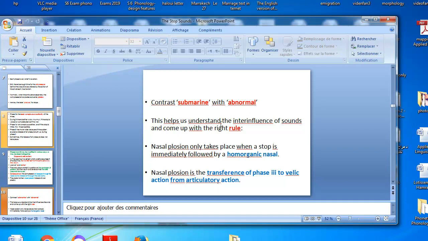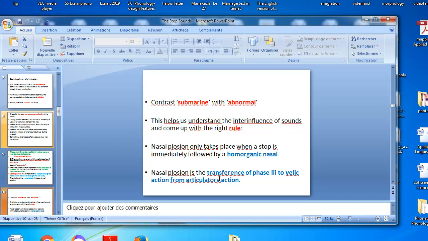Now, this helps us understand the inter-influence of sounds and come up with the right rule. We're going to have another section where we're going to present different phonological rules, and this is going to be one among them. Now, nasal plosion only takes place when a stop is immediately followed by a homorganic nasal. This is what we have just explained here. Nasal plosion is the transference of phase 3 to Velic action from articulatory action. This is what we have explained here.